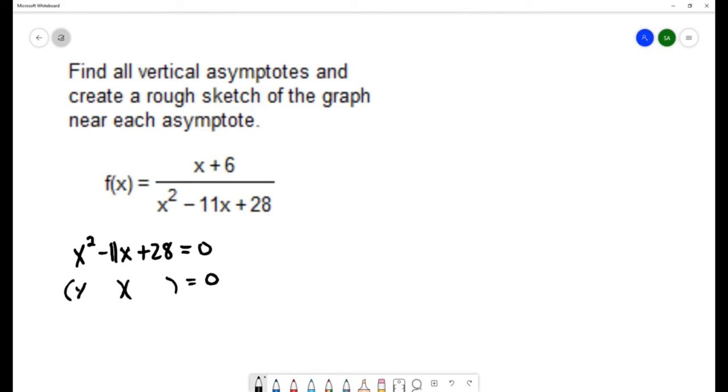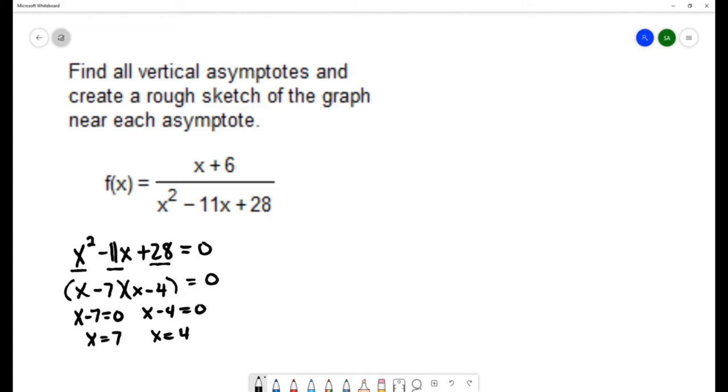And we can solve this quadratic equation by factoring. X times x would give us the x squared. 7 times 4 will give us 28. And we need both of these to be negative to create that negative 11 in the middle. And we can set each of these factors equal to 0. And that gives x equals 7 and x equals 4. So this rational function has some restricted values at 7 and 4.